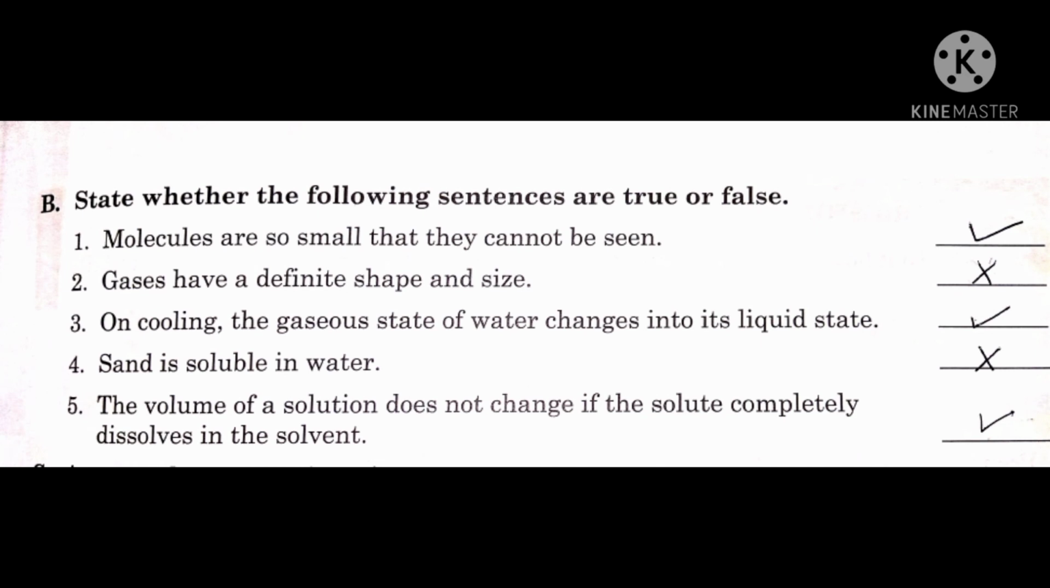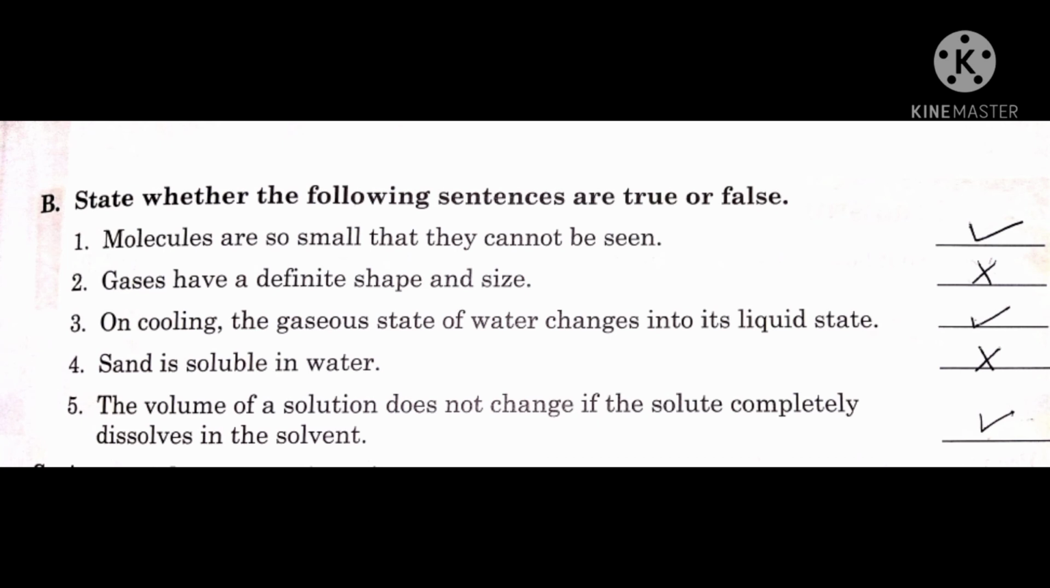B part is state whether the following sentences are true or false. First, molecules are so small that they cannot be seen. Yes, molecules are so small that they cannot be seen. Second, gases have a definite shape and size. False. Why? Because solids have a definite shape and size. Third, on cooling, the gaseous state of water changes into its liquid state. Yes, on cooling, the gaseous state of water changes into its liquid state.